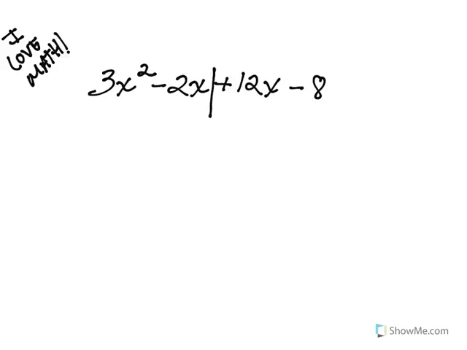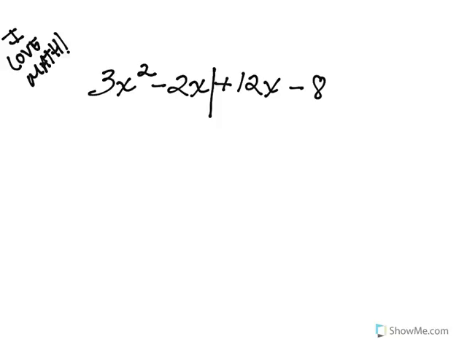So the first thing is that you split the factors in half. So you do the first two factors and then the second two factors. Within each group, you're going to factor out the greatest common factor for each group. So I'm going to do the GCF for the first group. 3x squared minus 2x. They both share an x.